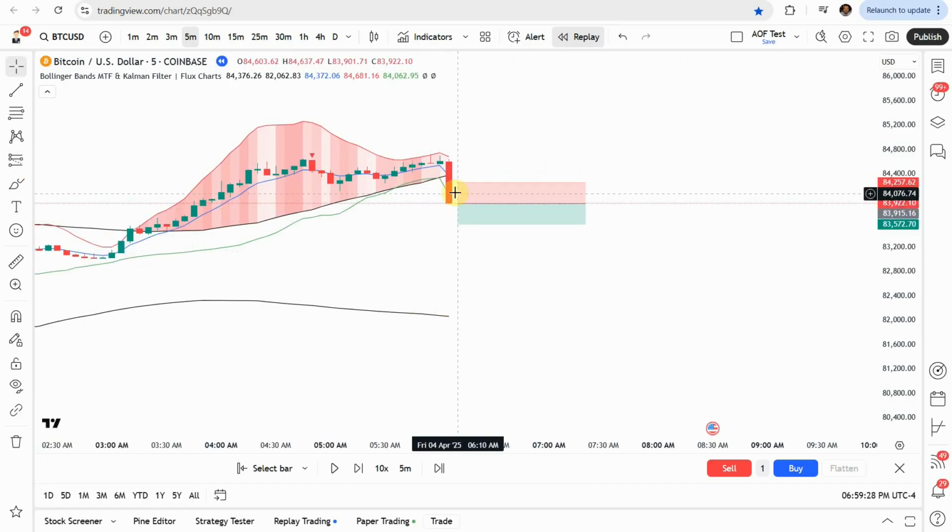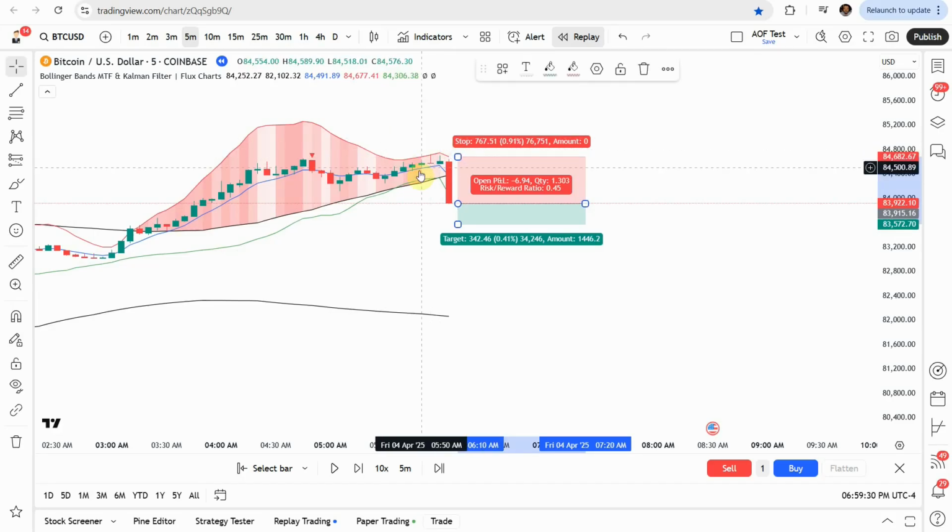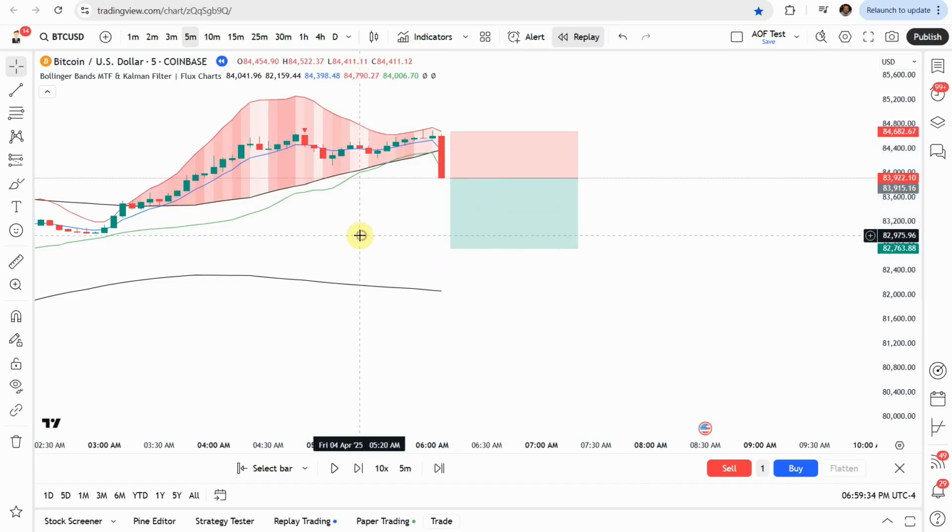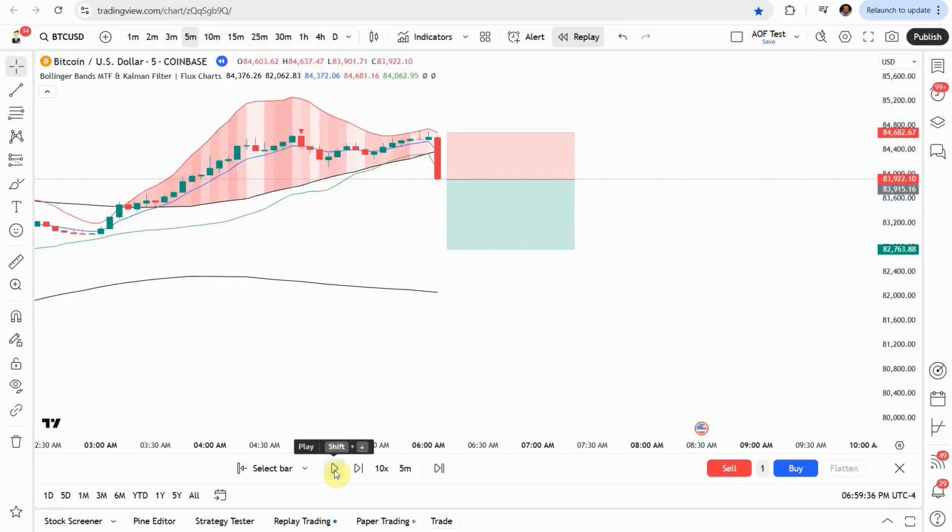We'll put our trade right here. We're going to put our stop just right above this pivot area here, and we're going to target a 1 to 1.5 risk reward, just like so. Let's go ahead and play this forward and see how it plays out.